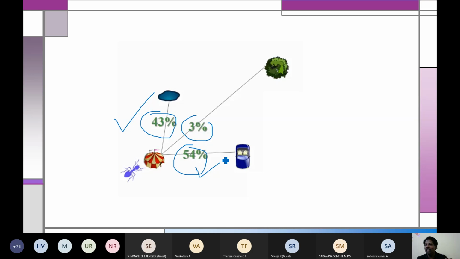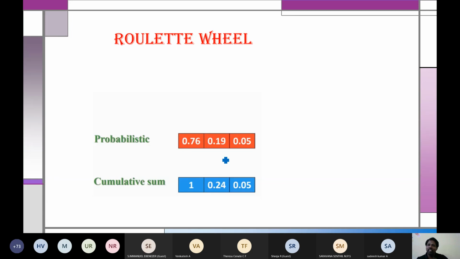How do we make the ant go to that path? One path is having more probability. How do we make the ant understand, you go through that path? Now the next step will come, it's in a sequence. Now we have got the probability, and we need to make the ant understand that the probability here is more, take this path. We have a lot of ways to do that, but the most common one is the roulette wheel.